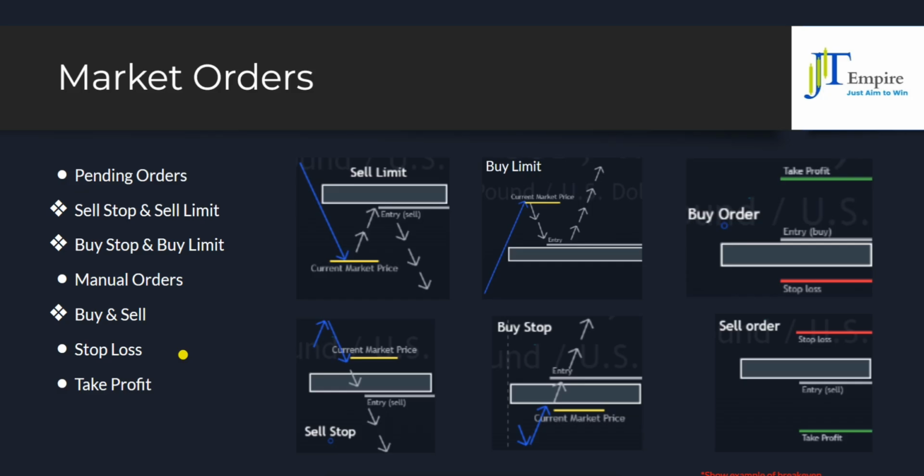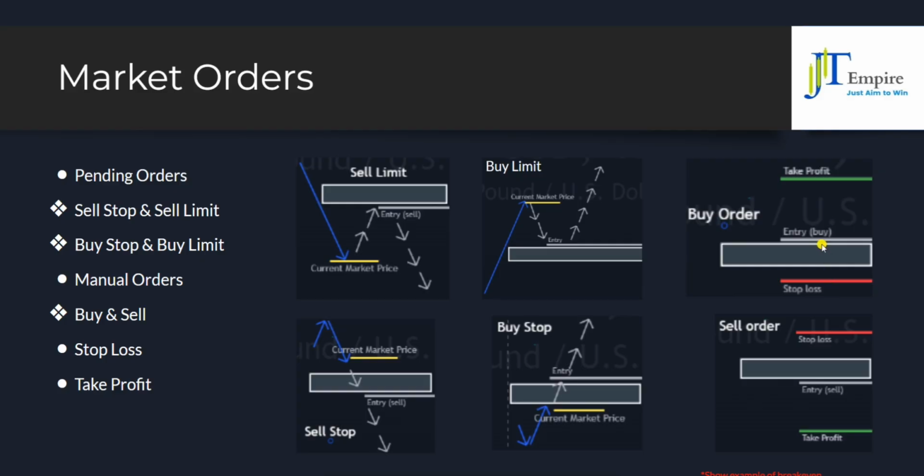On the screen, you see pending orders and manual orders. Let's look at the manual orders first. These are the ones that you are more familiar with, right? You have the buy and the sell orders. Let's take our attention to the right side of the screen. Over here, we have a buy order. This is where we enter at a particular price. Our take profit is above and our stop loss is below, right?